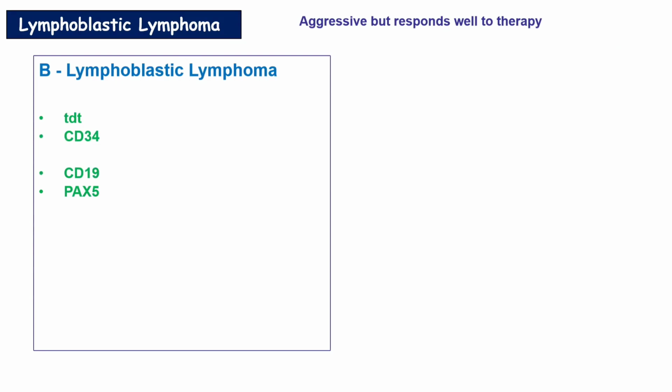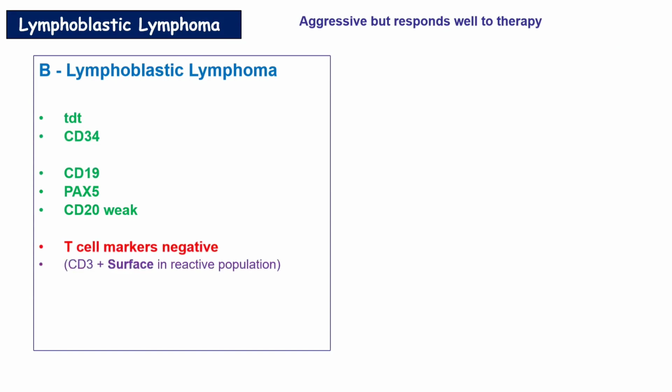We can also see CD20, which is an important marker for B cells, but it will be very weak. Since these cells are primitive, CD20 is very weak. T cell markers are negative in this case. However, we can see CD3 positivity on the surface in the reactive population that is scattered in between. For molecular, we have t(12;21), which has good prognosis, and BCR-ABL1, which has poor prognosis. This is important while deciding the treatment of the patient as well.